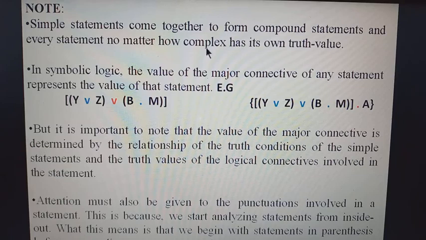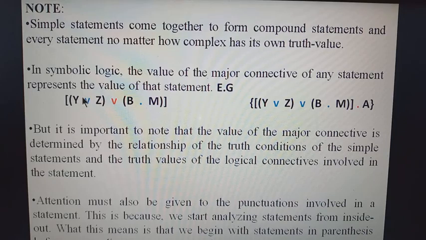But how do you determine the truth value of such a statement then if it is complex? How do you do that? Now, let me make this explanation. Take a look at this. You have (Y wedge Z) in this parenthesis, wedge (B dot M) in this parenthesis. So Y here is a simple statement. Z is another simple statement. Y and Z have been brought together with the aid of this logical connective. So two simple statements have come together now to form a compound statement.